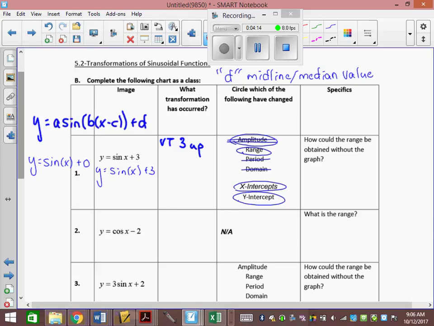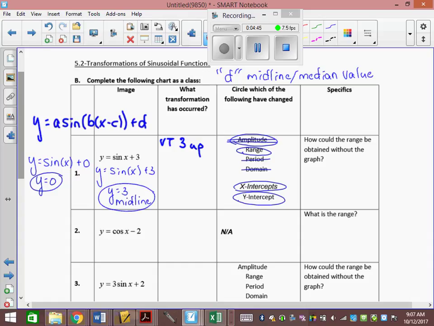So in the case of y equals sine x, it was y equals 0 as my median value. That's the middle of my graph, right? It occurred on the x-axis. Now, the second graph, y equals sine x plus 3, where's that midline? At y equals 3. If I look at y equals 3, it's the same amount of amplitude up as it is down. It's 1 up and 1 down, correct? So the midline of this one is at y equals 3. That would be my midline, right?